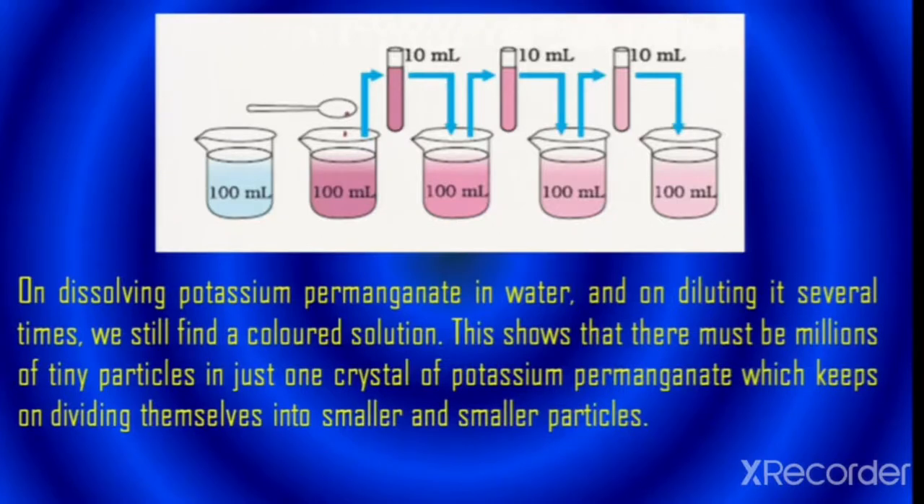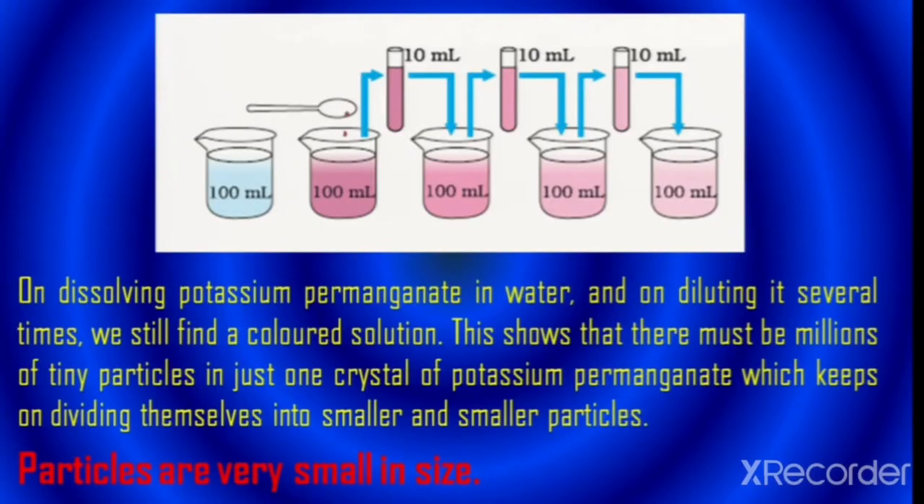So what happens here? On dissolving potassium permanganate in water and on diluting it several times, we still find a colored solution. This shows that there must be millions of tiny particles in just one crystal of potassium permanganate, which keeps on dividing themselves into smaller and smaller particles. Yes, this was an activity. And children, so what is the conclusion?